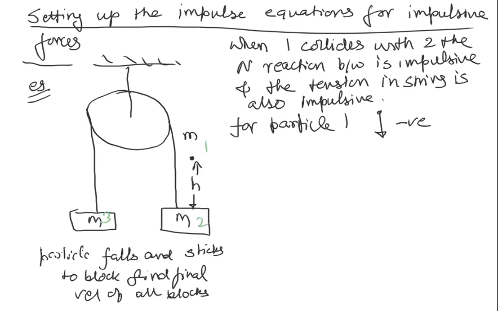पार्टिकल 1 जब कोलाइड करेगा ये ब्लॉक से, तो पार्टिकल 1 के ऊपर नॉर्मल रिएक्शन इधर लगेगा, ब्लॉक 2 के ऊपर नॉर्मल रिएक्शन नीचे की तरफ लगेगा. So what do I mean by impulse equation, right? Please follow me very carefully.